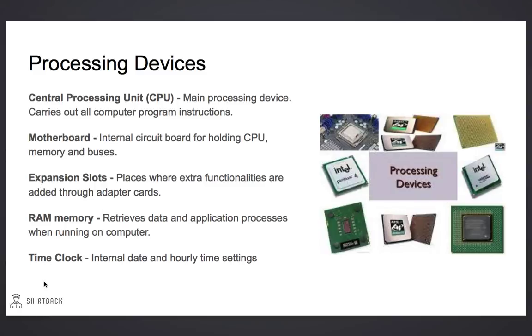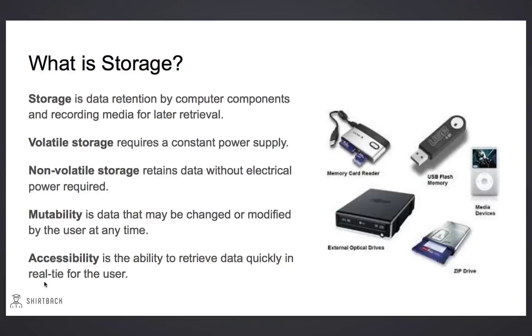RAM memory is the area where data and application processes are running on the computer. And finally, we have time clock. The time clock are the internal date and hourly time settings on the computer. Storage is the retention of data by computer components and recording media for later retrieval.